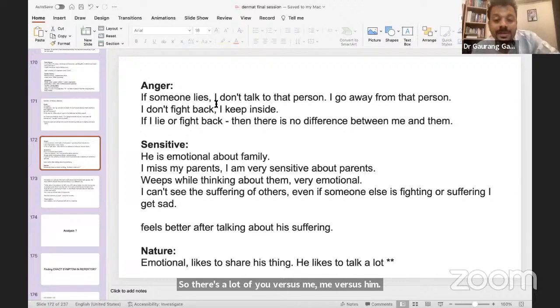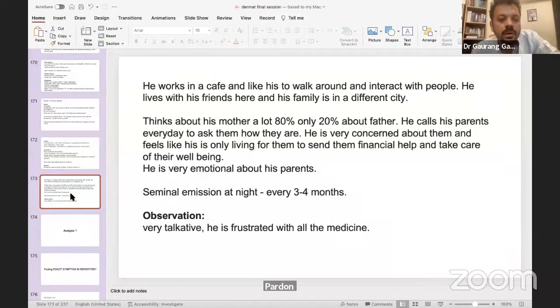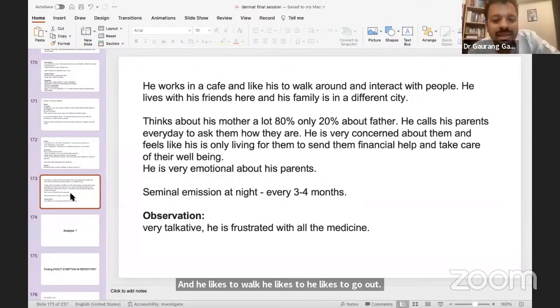He's very emotional, especially about his family and about the suffering of others. And he likes to walk. He likes to go out. He also has some sexual issues. And his main feeling in the whole case was he was very frustrated with so many medicines, so many treatments that he has been given. He feels now, what's the use? I'm never going to get better.